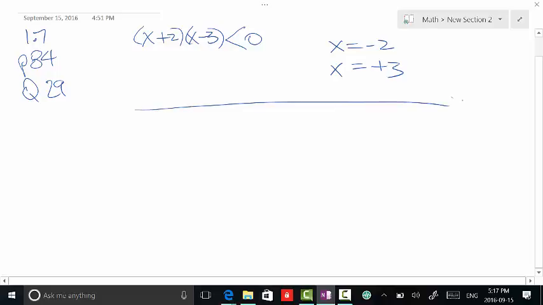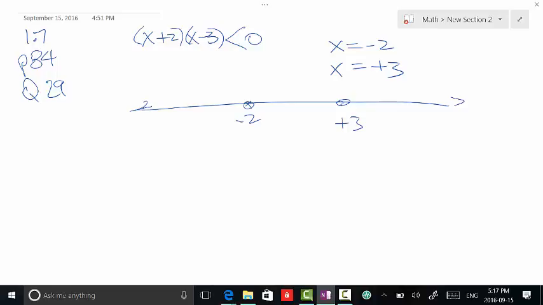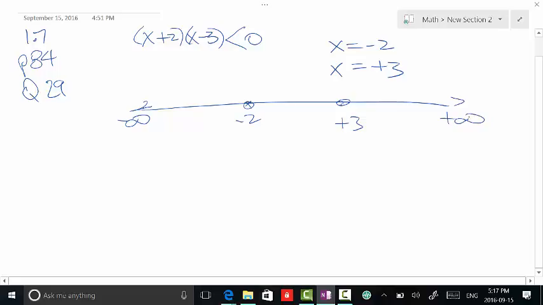number line. And on this number line, I'm going to locate these values of x. So there's x is -2. Here's x equal to +3. So I'm going to test three regions. To the left of -2 is negative infinity. To the right of +3, there's positive infinity. And the regions I'm going to test are between negative infinity and -2, between -2 and +3, and between +3 and positive infinity.